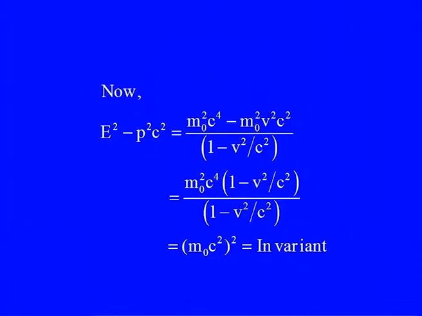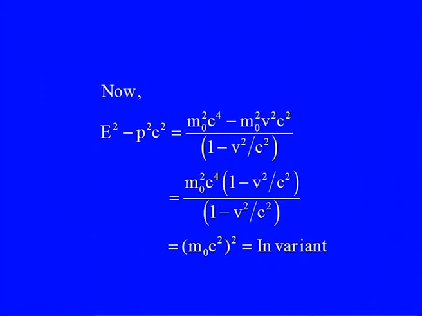If you do the algebra, it's a one or two line algebra, you will see that when you do E squared, that's the total energy, and from that you subtract p squared, that's the momentum squared, times the velocity of light squared, you're going to get something very interesting. You're going to get (m0 c squared) whole squared. That's nothing but the rest mass squared of the body.